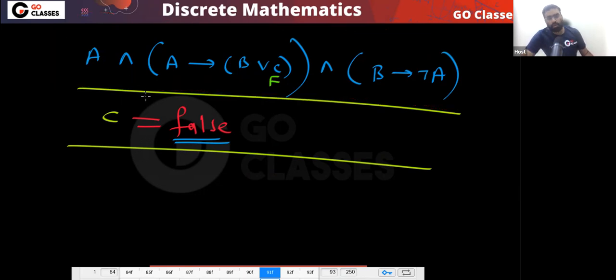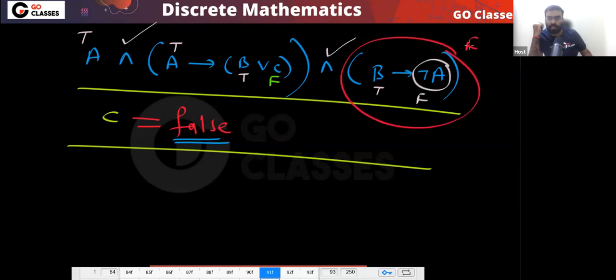So tell me, to make it true, what should be A? A must be true, right? Because there is AND here. So this A must be true. Okay. Now, A is true. So how can I make this true? Because there is AND here. So B cannot be false. Do you agree? B cannot be false, because if B is false, then this will become false. So B must be true. Okay, very good. So far, everything is good. Now B is true, A is true. So this is false. So automatically, this is false.